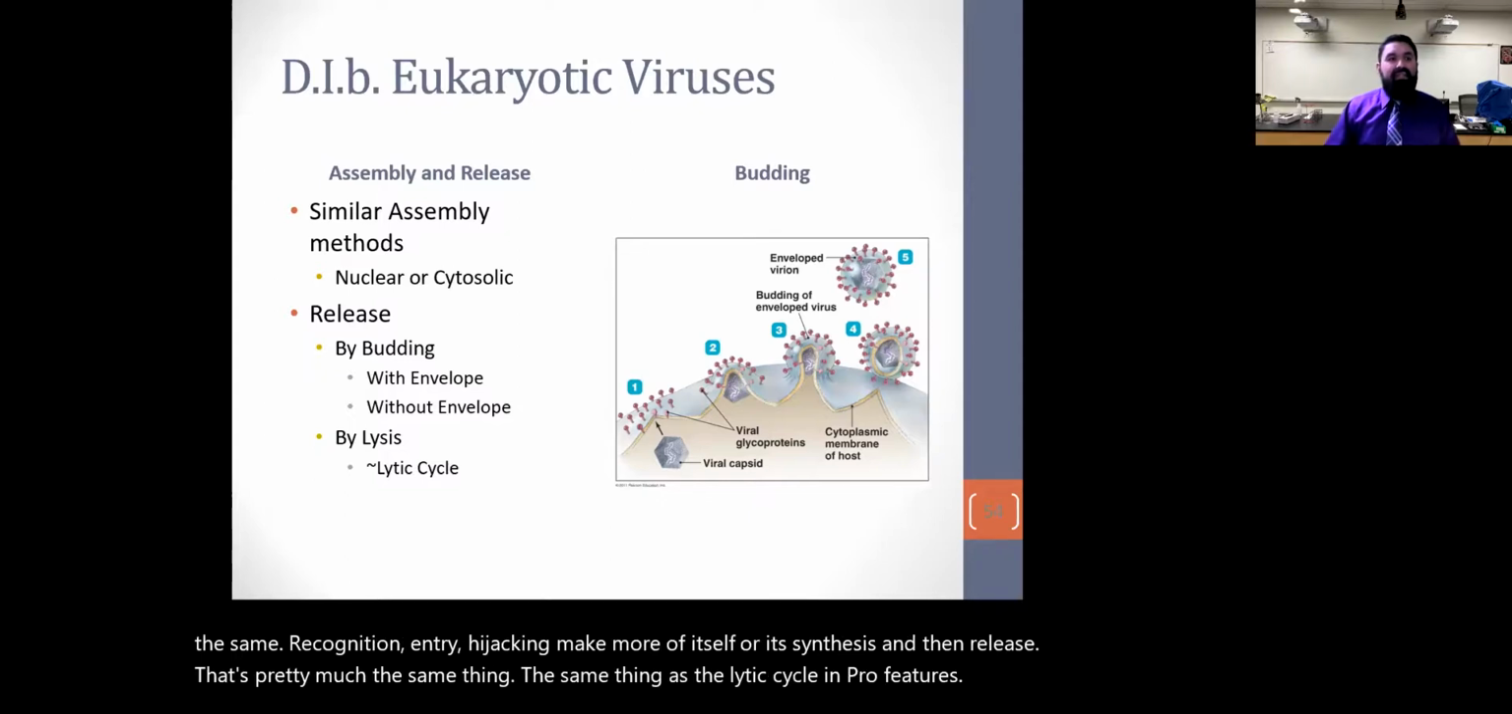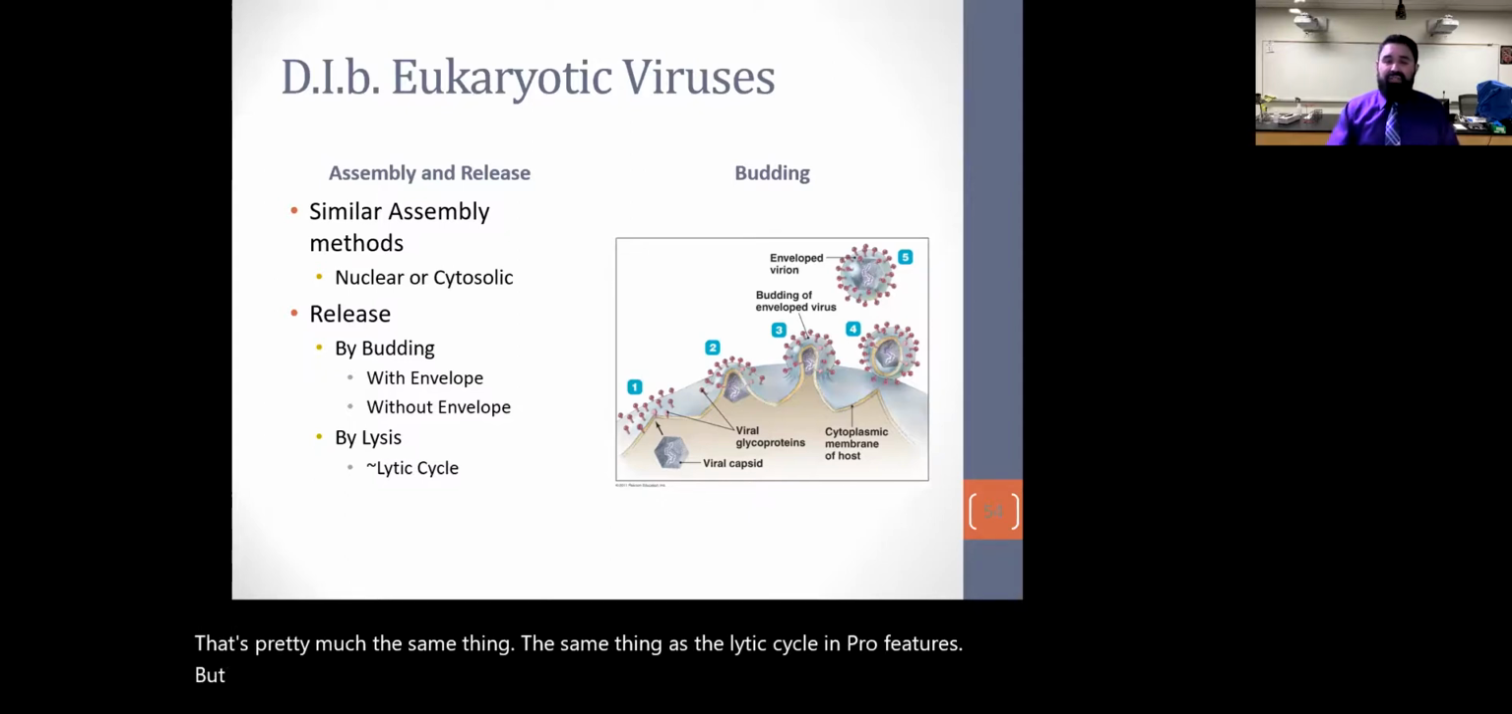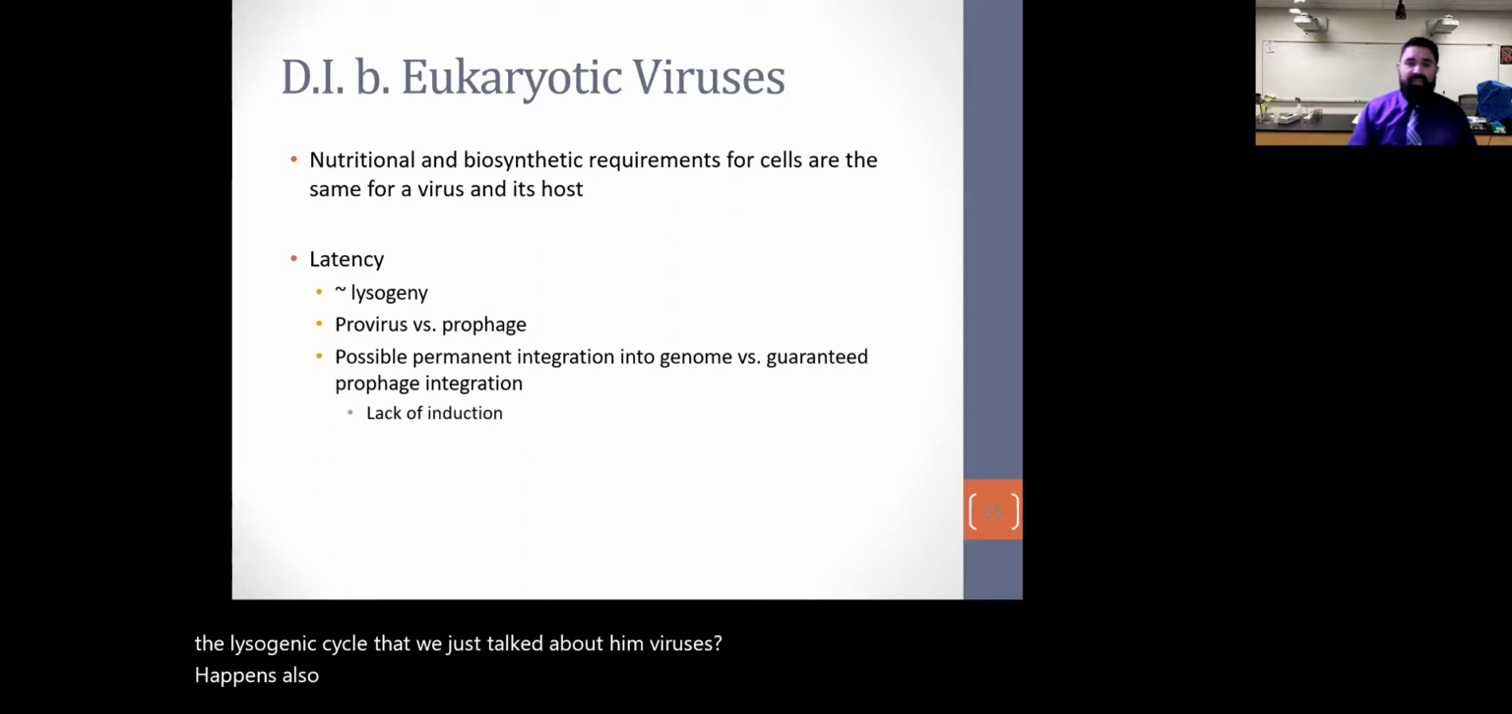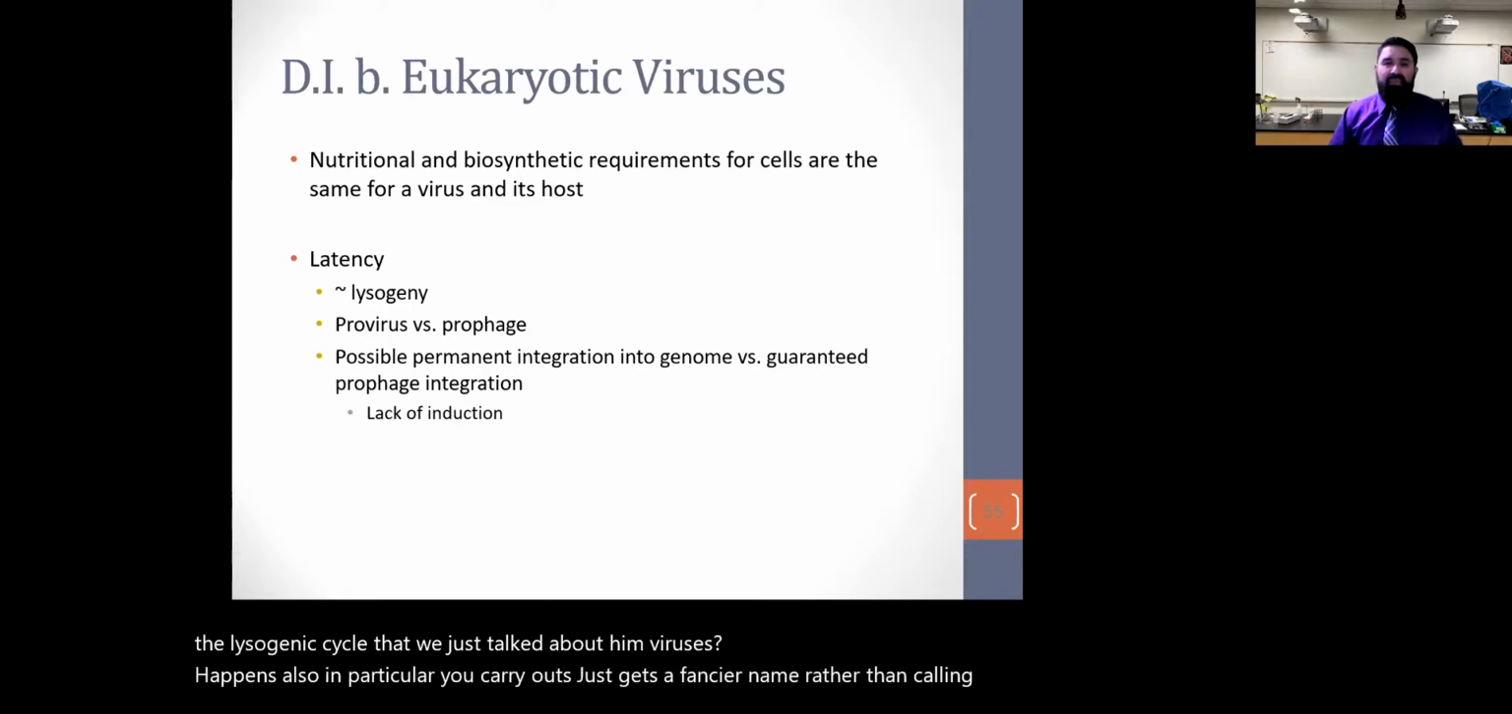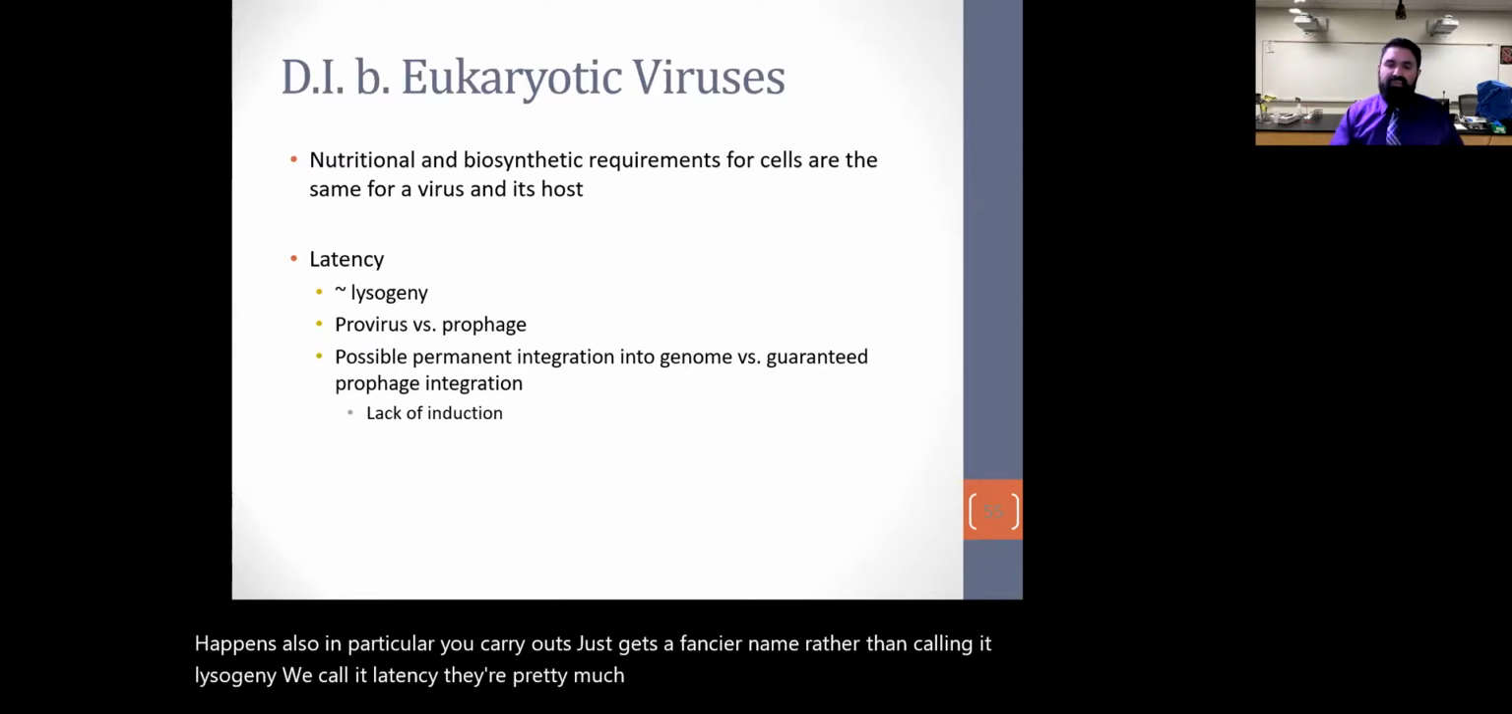But the lysogenic cycle that we just talked about also happens in particular eukaryotic viruses. It just gets a fancier name. Rather than calling it lysogeny, we call it latency. They're pretty much equivalent. Just one works for bacteria, the other one works for eukaryotes.